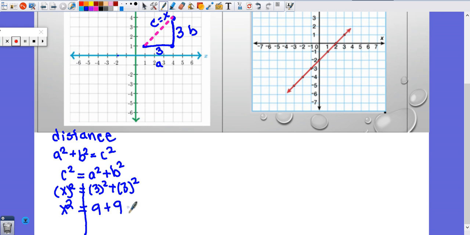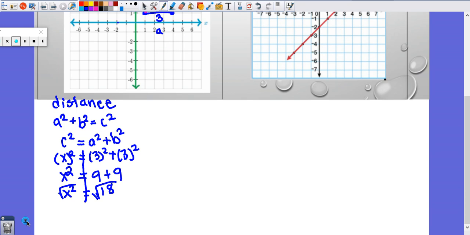And if you need to use your calculator, then so be it. And then we're going to take the square root of both sides. 9 plus 9 is 18, so the square root of 18. And I know here I'm going to say x equals, now you can break this down or you can use your calculator to give you a decimal.